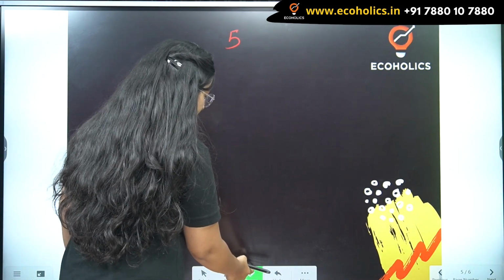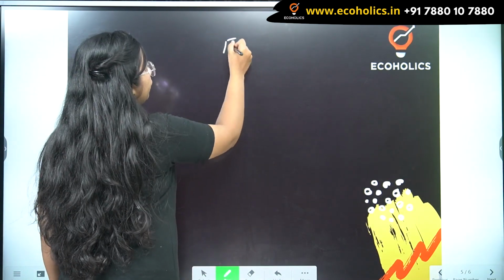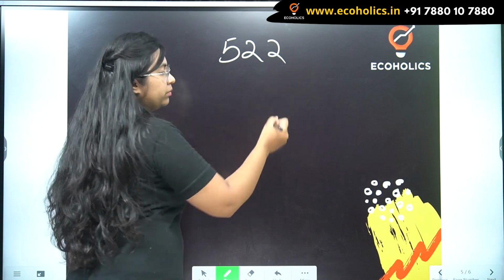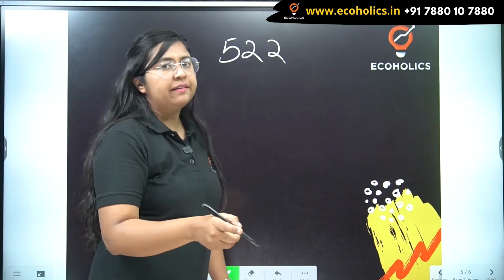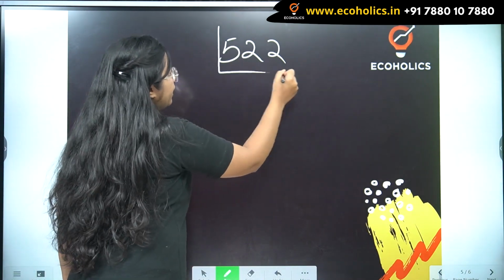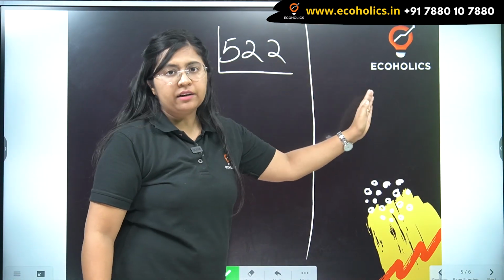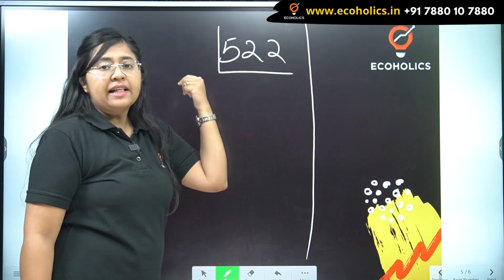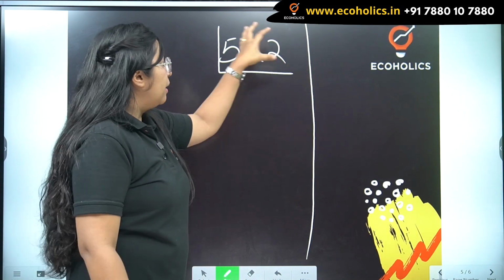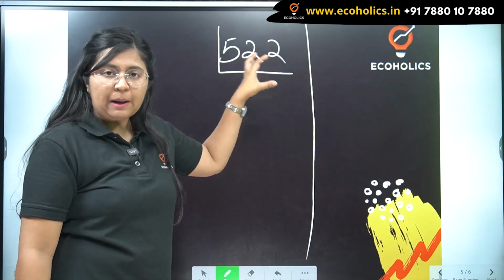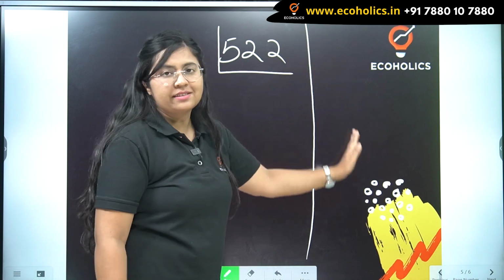I'll write it in another color, so it's more visible. Let's take the example of 522. This is a decimal number, okay. Now, let's convert this decimal number into a binary number. How are you going to convert it? You are going to take an LCM, and simultaneously you have to also find out the remainder. If the number cannot be fully divided, then there will be a remainder, and that remainder has to be written over here outside this line, okay.